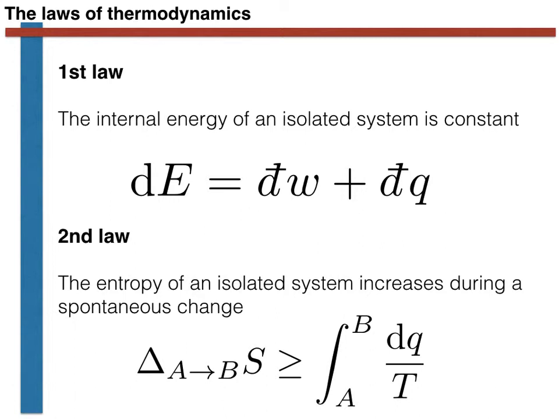The first law, remember, tells us that the internal energy of an isolated system is constant. Alternatively, the change in the internal energy of a system is equal to the work done on the system plus the heat input into the system. In this expression, the little horizontal bars running through the d's of the dw and dq indicate the fact that the work, W, and the heat, Q, are not functions of state.